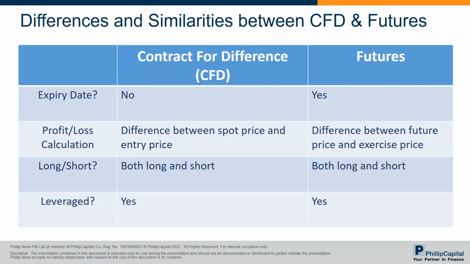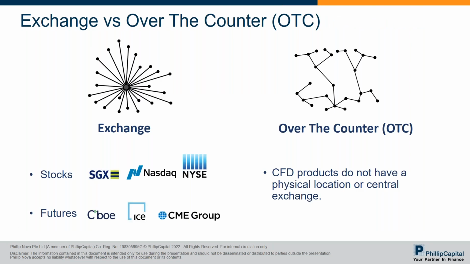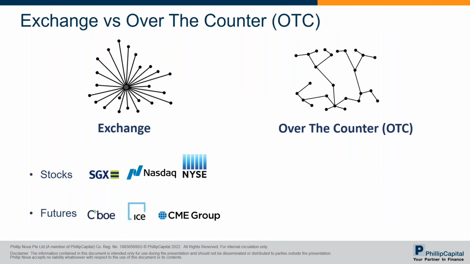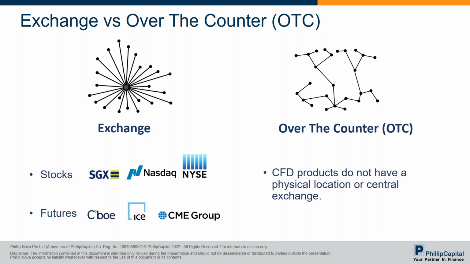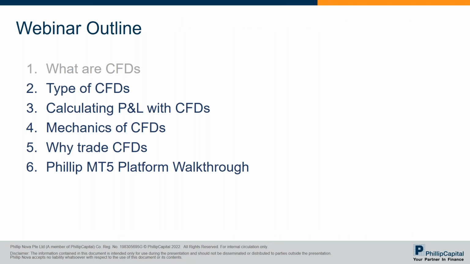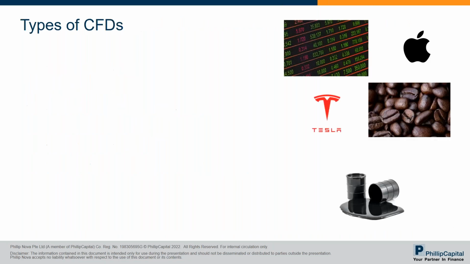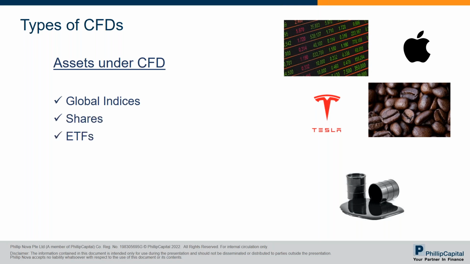I think that is a brief introduction to CFD. To recap, CFD is a derivative, and the price is derived from an underlying asset. It can range from many kinds of assets, which I'll dive deeper into now. Types of CFDs: we have global indices, shares, ETFs, energy, commodities, and others.